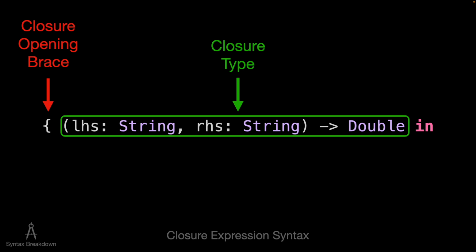And the rules for this apply the same as they did for function definitions. You can omit argument labels, you can set defaults, variadics, etc.